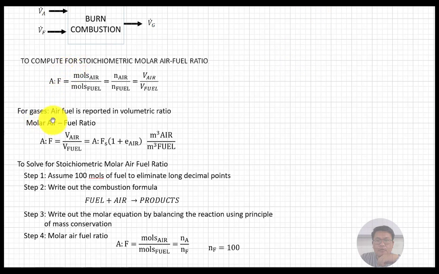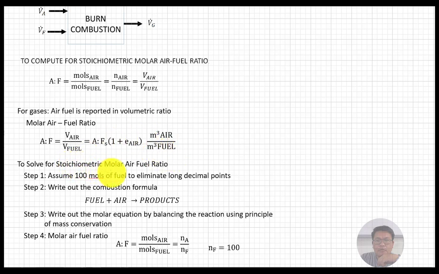Now for the gases, the air fuel ratio in terms of volumetric ratio. So we have your molar air fuel ratio, that will be the volume of air divided by the volume of fuel. So this is your stoichiometric ratio. Now for combustion which has excess air, that will be multiplied by 1 plus your excess air. So the units, we have cubic meter of air and cubic meter of fuel.